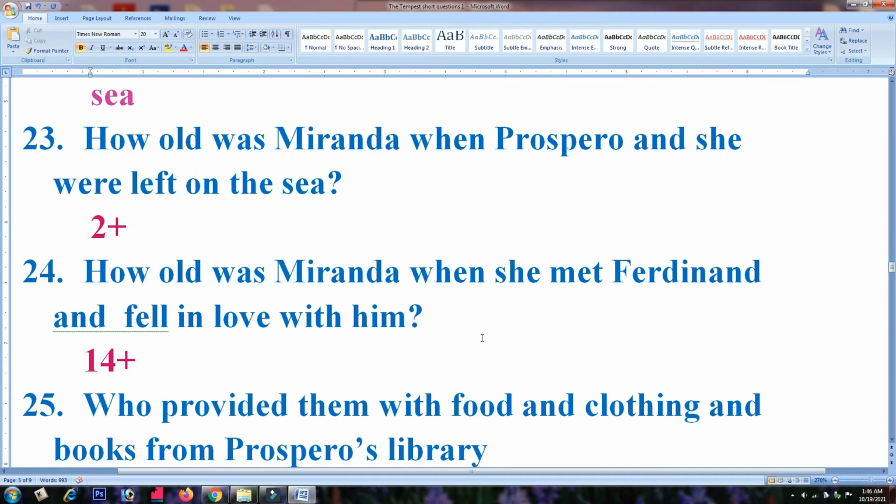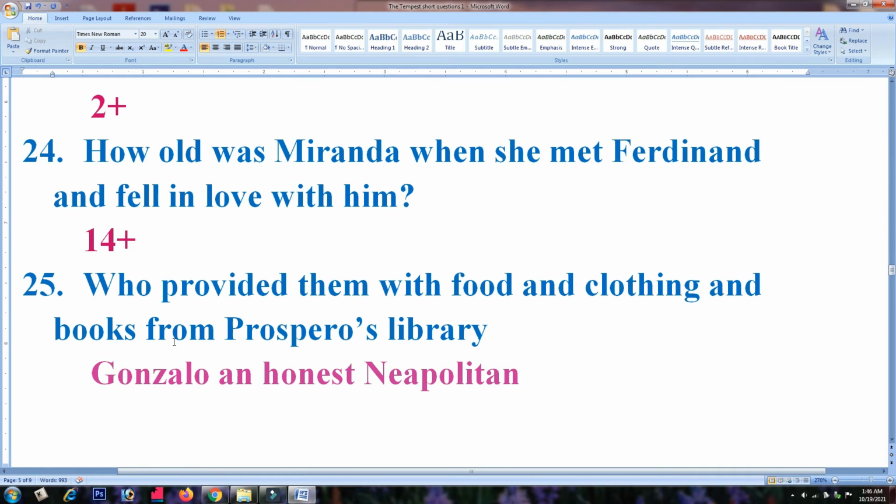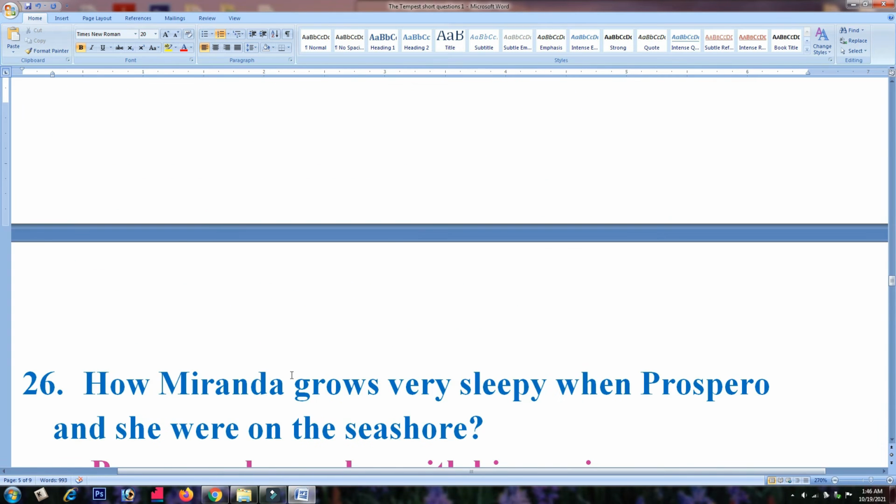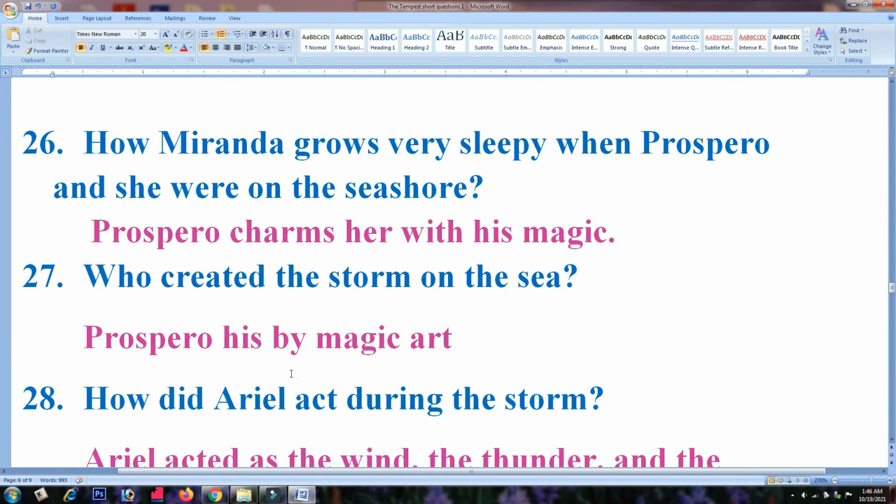How old was Miranda when she met Ferdinand and fell in love with him? 14 plus. Who provided them with food and clothing and books from Prospero's library? Gonzalo, an honest Neapolitan. How does Miranda grow very sleepy when Prospero and she were on the seashore? Prospero charms her with his magic.